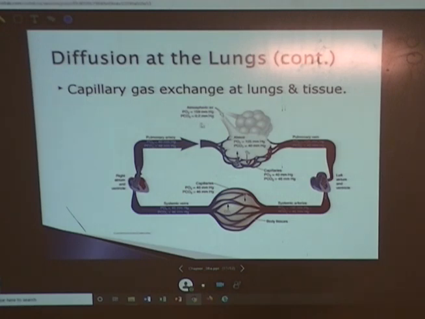Carbon dioxide in the atmosphere is 0.2 millimeters of mercury. So there's a very steep gradient between the lungs and the atmosphere to get rid of that carbon dioxide. Okay?